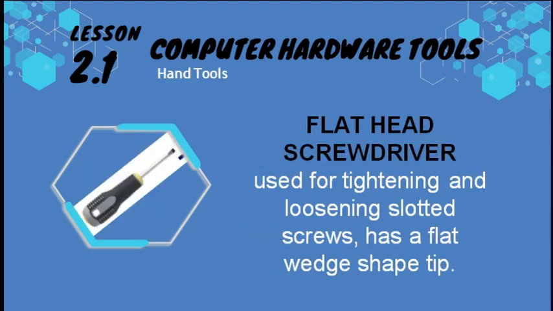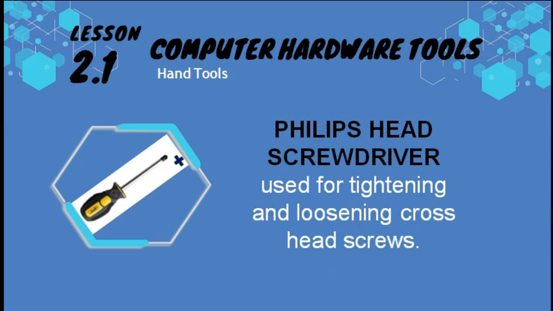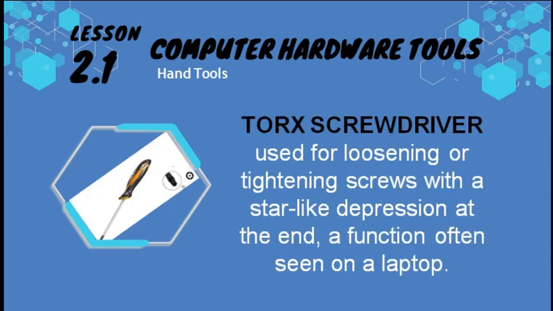Hand tools. Example, flathead screwdriver is a hand tool used for tightening and loosening slotted screws. It has a flat wedge-shaped tip, or the minus type screw. Next, Phillips head screwdriver, used for tightening and loosening cross-head screws or the plus type. Torx screwdriver, used for loosening or tightening screws with a star-like depression at the end, a feature often seen on a laptop.